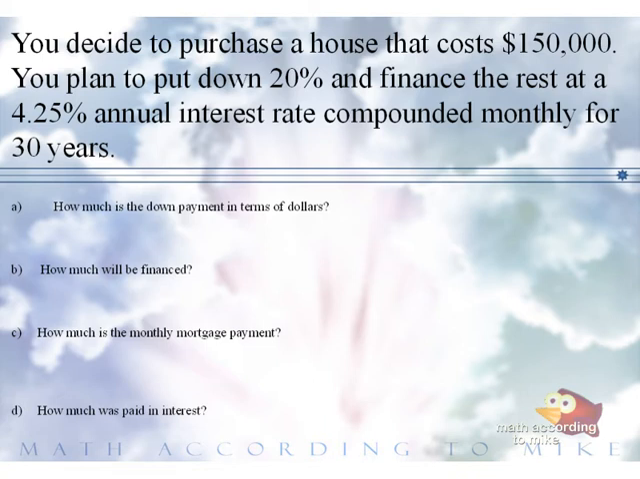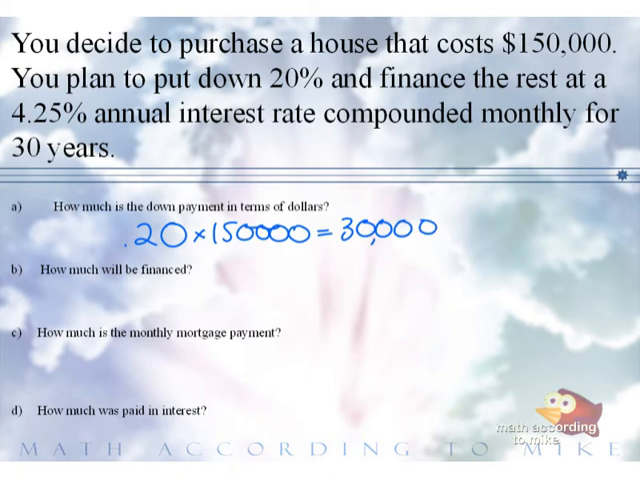So to compute part A, how much is it in terms of dollars? You're going to say 0.20 for 20% times 150,000. What is 20% of 150,000? 30,000. So on the day of your closing, among other amounts of money, you're going to bring them $30,000. And that goes right on the principal of the loan.